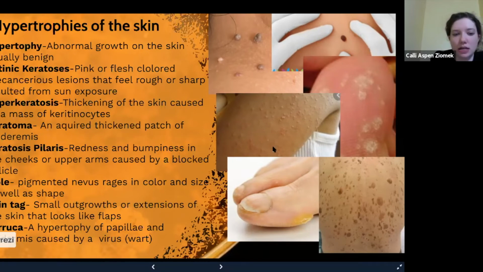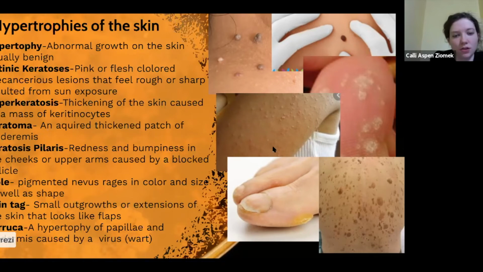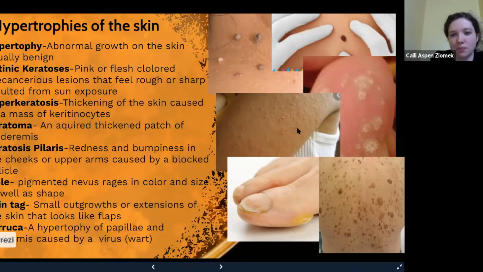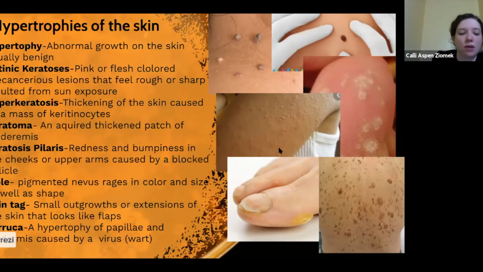So because the follicle is blocked, it's causing these bumps in the skin. So you have to open those bumps back up to unblock the follicle.